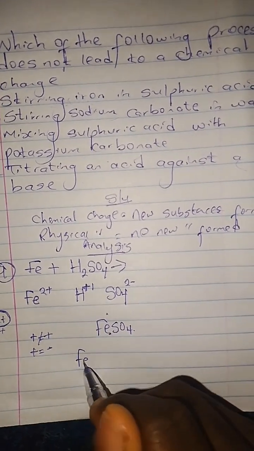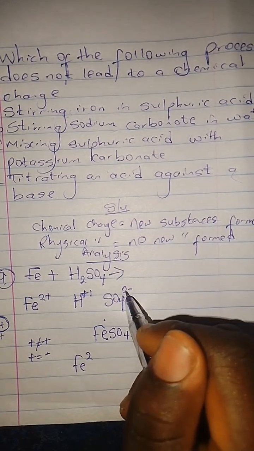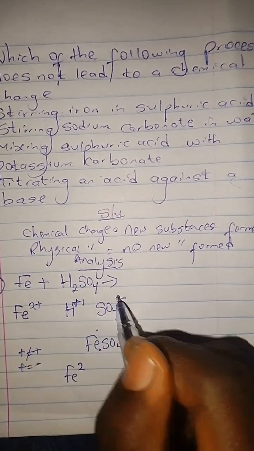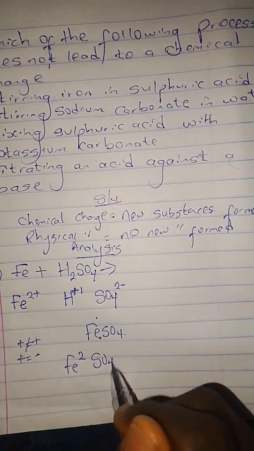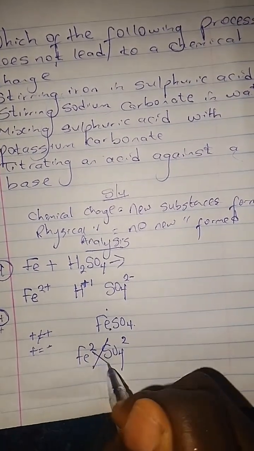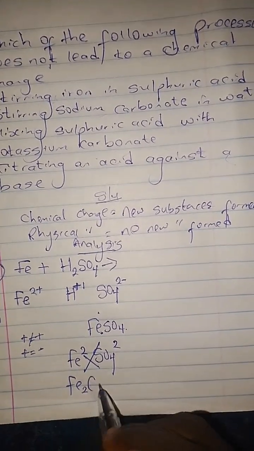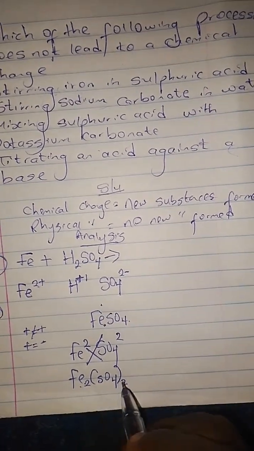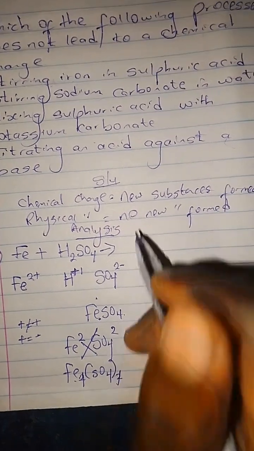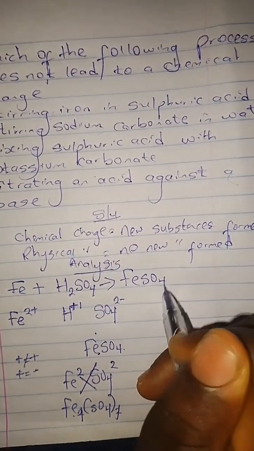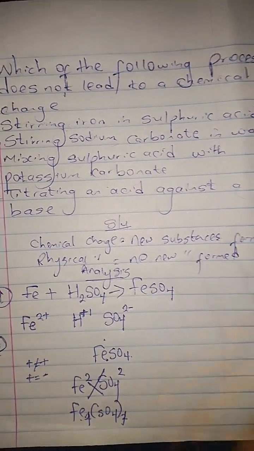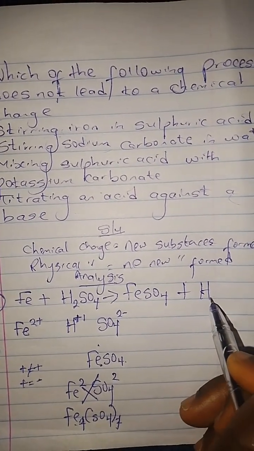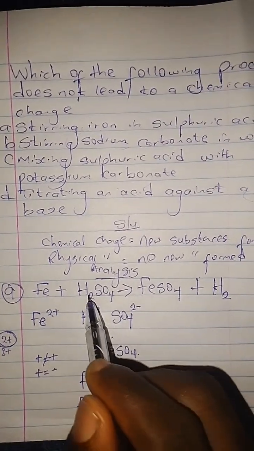Iron is having 2. Sulfate is having 2 minus. Don't ignore the plus and minus sign, just focus on the numbers. SO4 is having 2. So when they cross multiply, iron will have 2, sulfate will also have 2. Once they are the same, you can strike out, so we just have FeSO4, which is iron sulfate, plus hydrogen. Hydrogen in free state is diatomic, so you can see the equation is balanced.